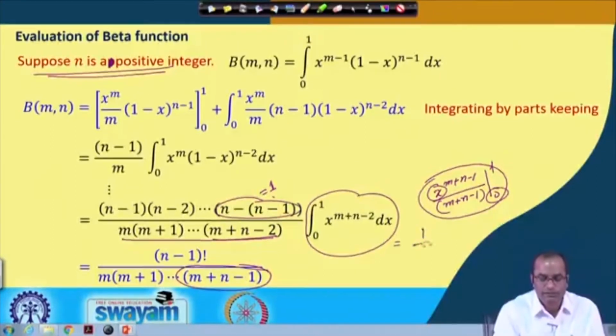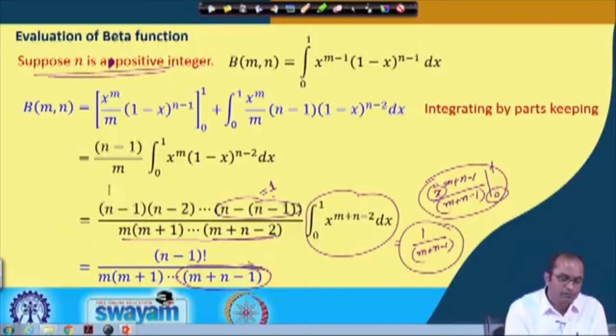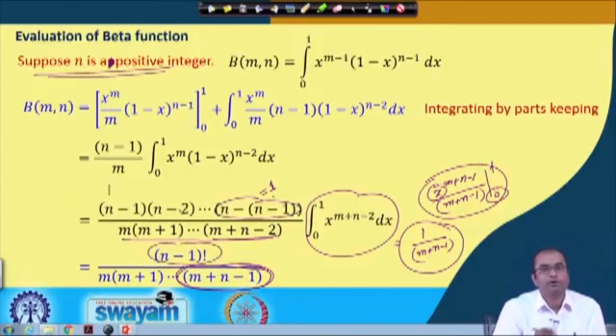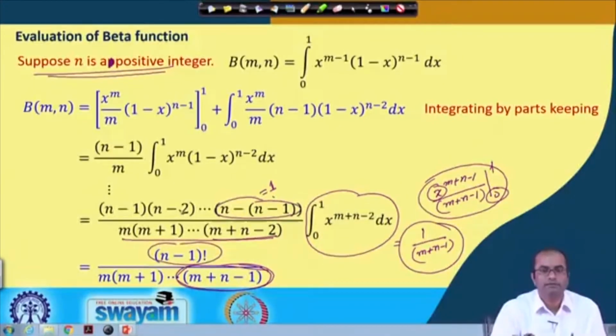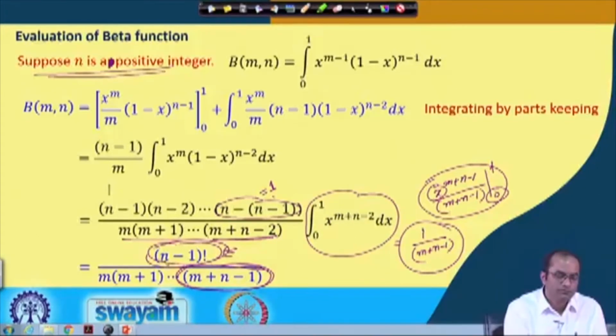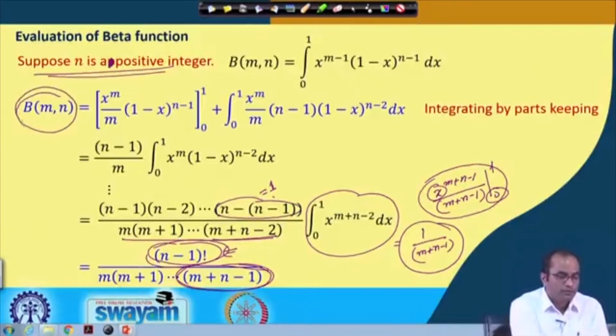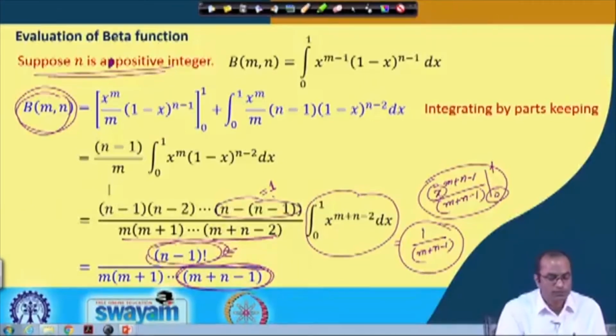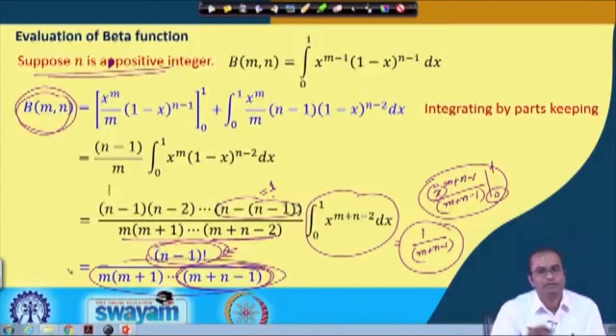Out of this integral we will get just 1 over m plus n minus 1. So, this term here we have incorporated. So, m plus n minus 1, and the numerator here, because this was the product from n minus 1 to 1, and that is the definition of the factorial we use. So, this is the notation now, factorial n minus 1, we have used for this product n minus 1, n minus 2 up to 1. So, this beta m n, when n is a positive integer, we got that this is factorial n minus 1, and then here this product m plus 1 up to m plus n minus 1.